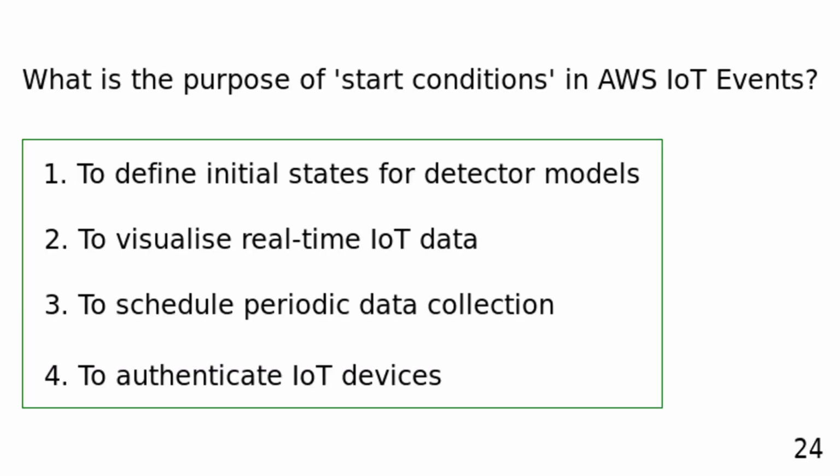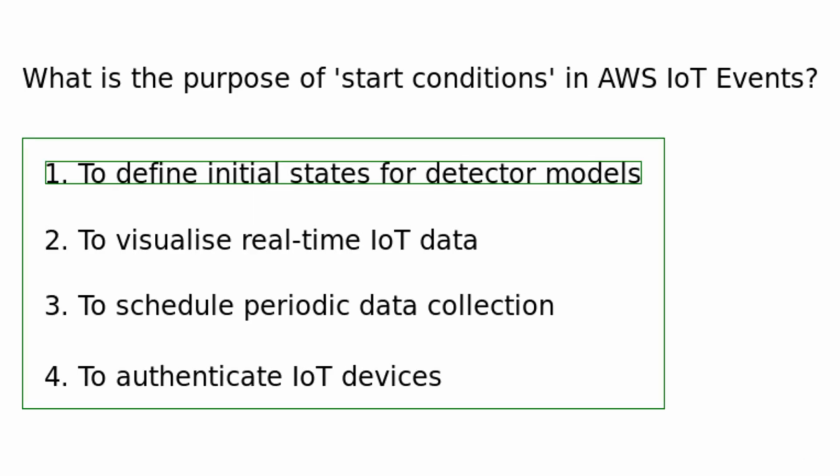What is the purpose of start conditions in AWS IoT Events? To define initial states for detector models. To visualize real-time IoT data. To schedule periodic data collection. To authenticate IoT devices. Start conditions in AWS IoT Events are used to define initial states or entry points for detector models, determining how event processing begins based on predefined criteria or triggers.